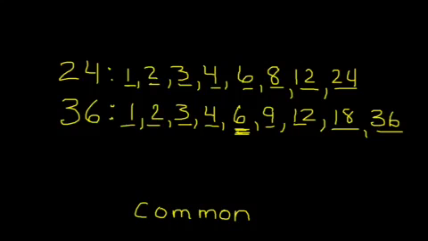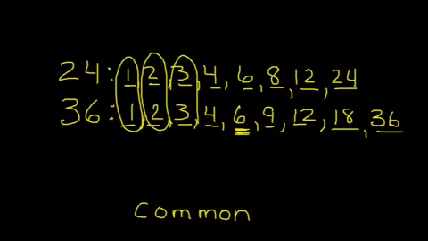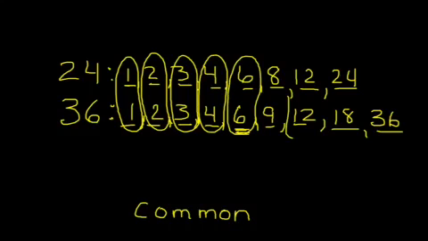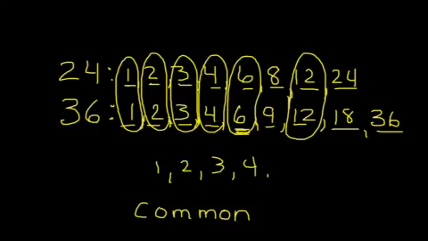Now let's circle the common factors. The 1s are alike, the 2s are alike, the 3s are alike, the 4s are alike, the 6s are alike, and the 12s are alike. So that's pretty tricky. That's a lot of common factors. The common factors are 1, 2, 3, 4, 6, and 12. And the greatest common factor would be 12.